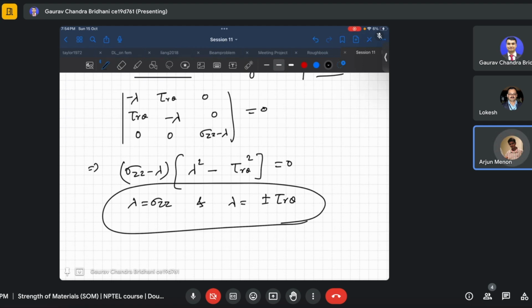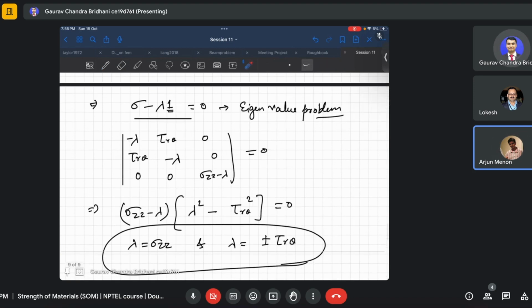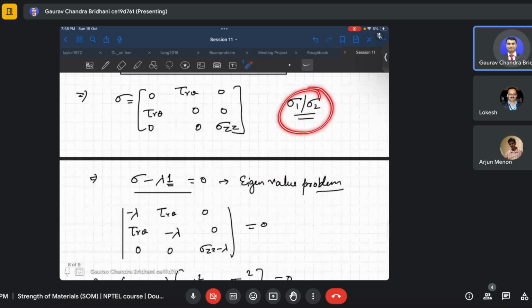You formulated the quadratic equation in this form? No, this one, sigma 1 and sigma 2, na?